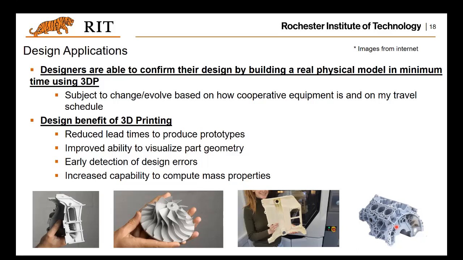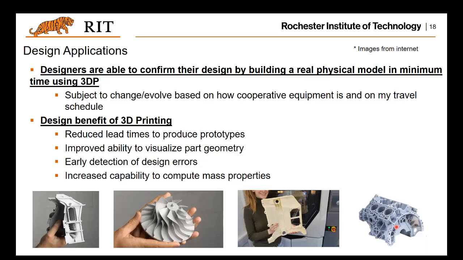But using the conventional method, prototyping complex geometry is very difficult. But using 3D printing, it becomes much easier and much faster. Also, you could have an early detection of the design errors. For example, if some dimension or shape of the holes is not correct, you will immediately see after you have the physical part, right?